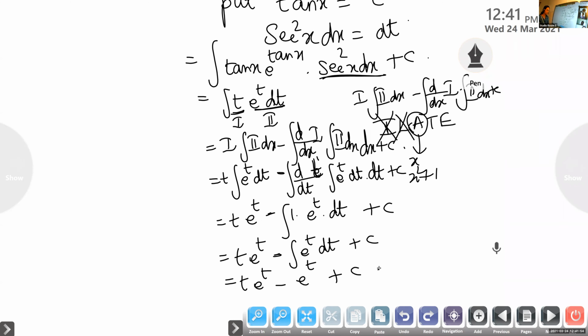Again, we are integrating. What is the integral of e raised to t? Annette, is it okay or confusing? Is it okay, Annette? The integral of e raised to x is e raised to x.